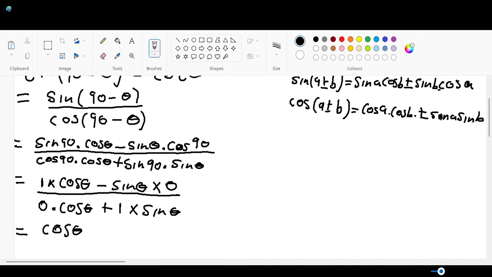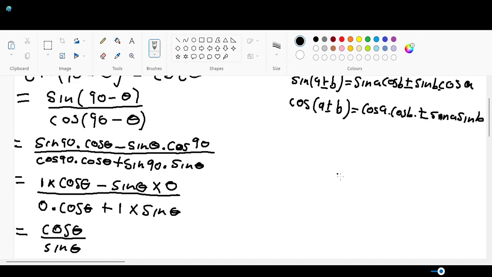So even if you don't write anything here, you are still fine. But on the denominator, look at this. This is going to be 0 plus sine theta. So it's going to be 0 plus this. So even if you don't write 0, we're going to be left with sine theta.